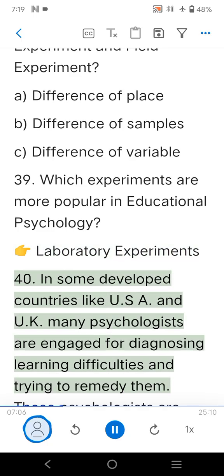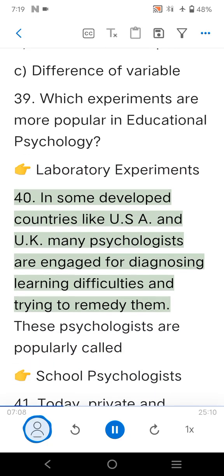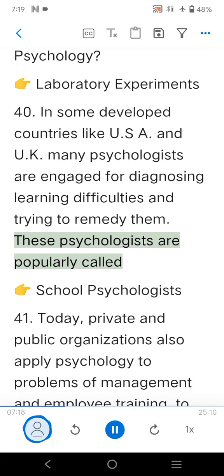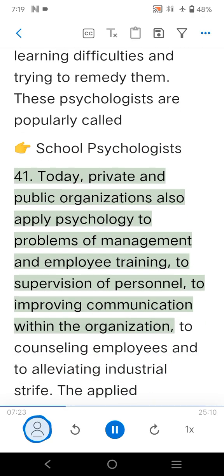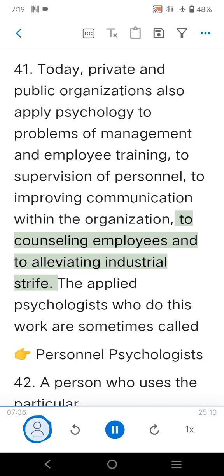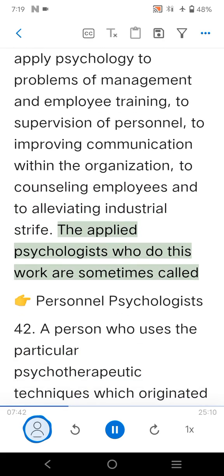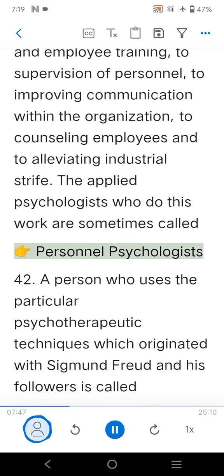39. Which experiments are more popular in educational psychology? Laboratory experiments. 40. In some developed countries like USA and UK, many psychologists are engaged for diagnosing learning difficulties and trying to remedy them. These psychologists are popularly called school psychologists.